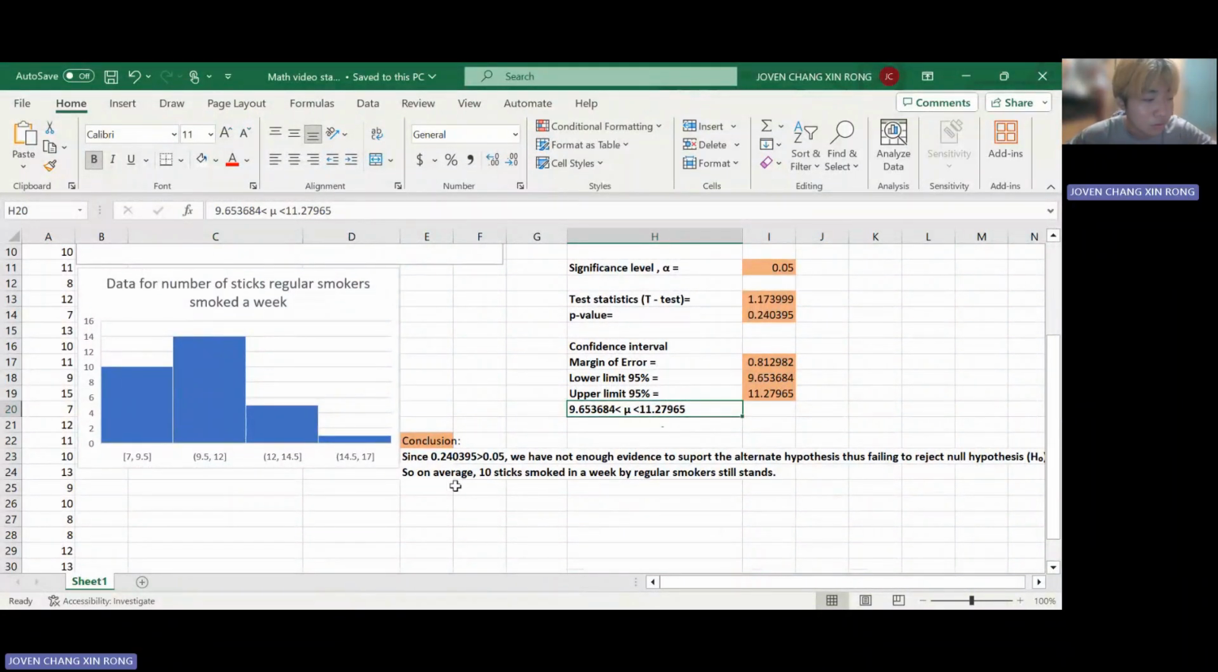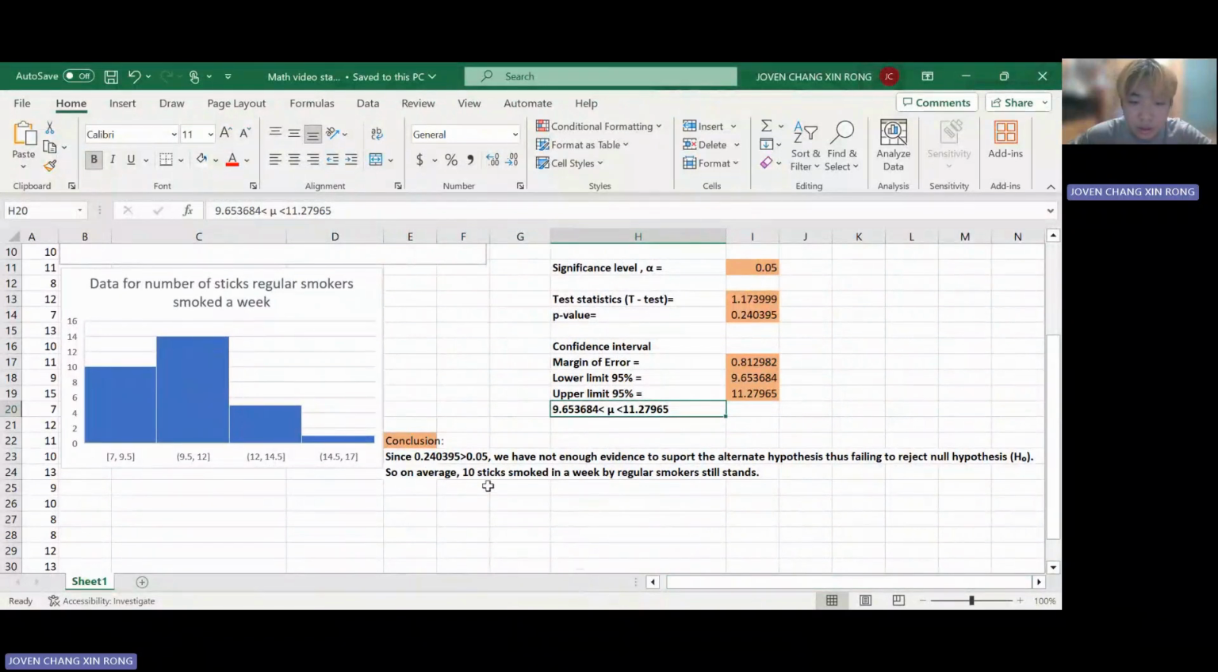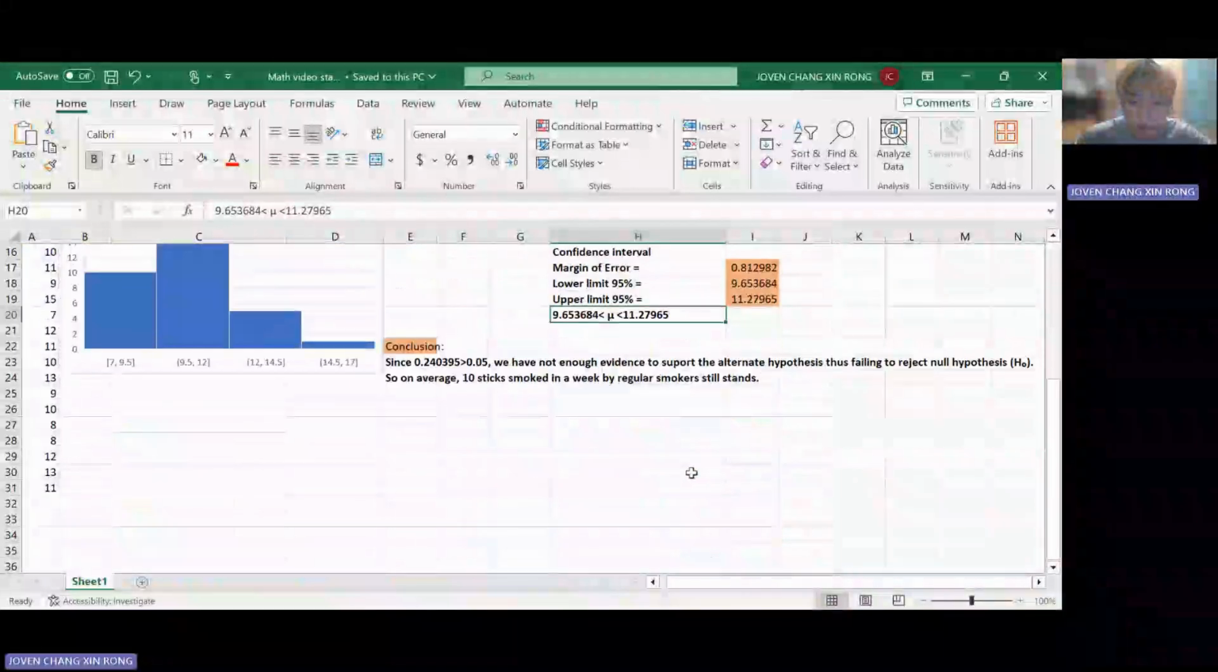Since my p-value, which is 0.240395, is greater than the significance level, which is 0.05 or 5%, we have not enough evidence to support the alternate hypothesis, thus failing to reject the null hypothesis. So, on average, 10 sticks smoked in a week by regular smokers, which is the statement from our article by Straits Times, will still stand.